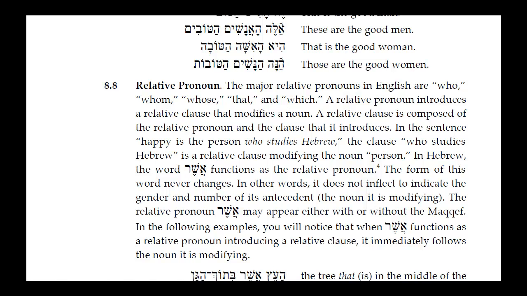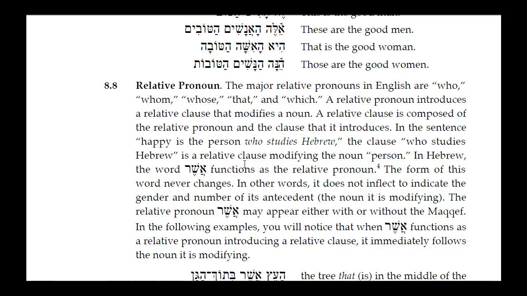The major relative pronouns in English are who, whom, whose, and that, and which. A relative pronoun introduces a relative clause that modifies a noun. So a relative clause is composed of the relative pronoun and the clause that it introduces. So in the sentence, happy is the person who studies Hebrew, the clause who studies Hebrew is a relative clause modifying the noun person.